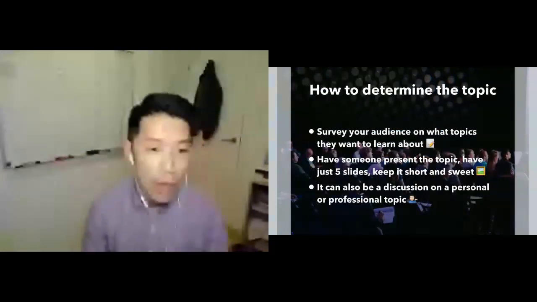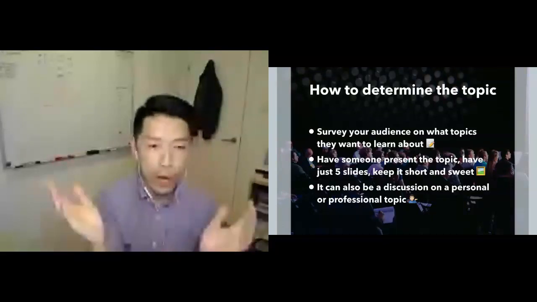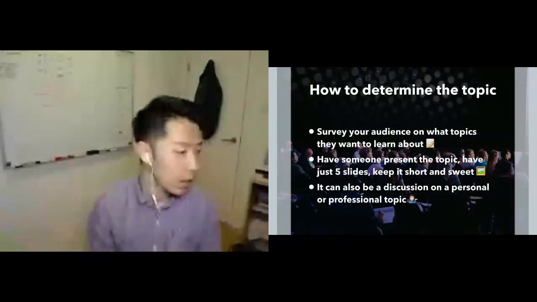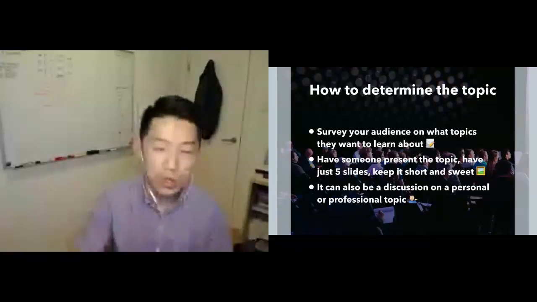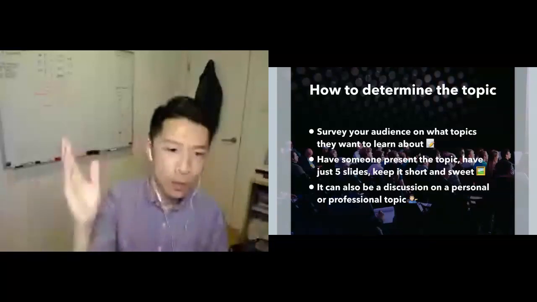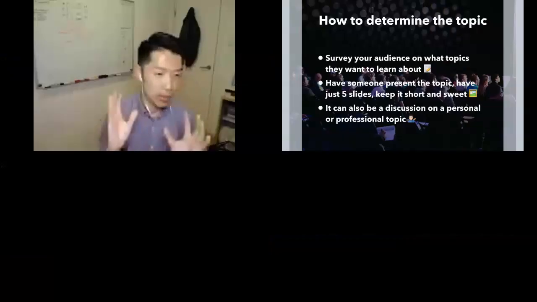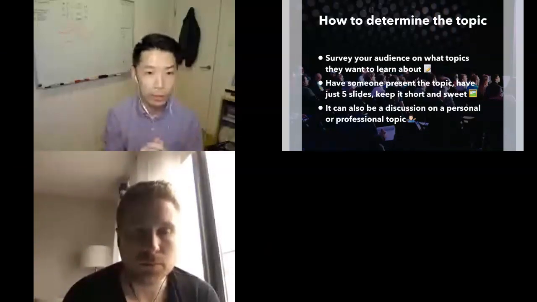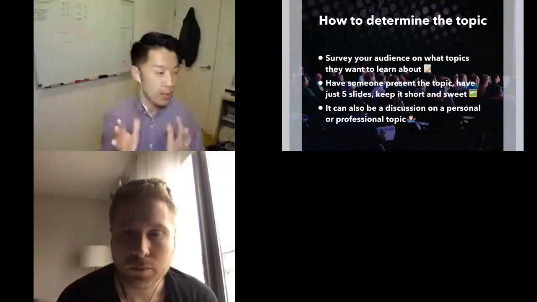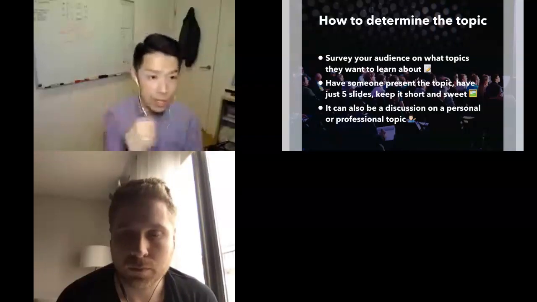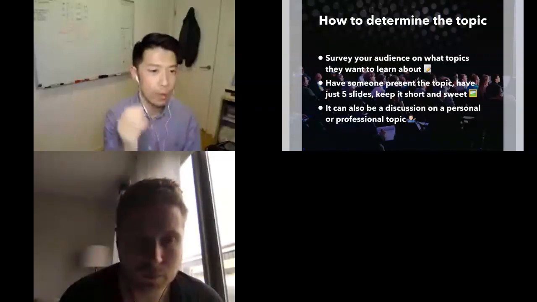So how do you determine a topic? That's going to be the next question, right? You told me how to do this, well, what topic should I pick? So you survey your audience on what topics they want to learn about. You just create a survey, send it out to everyone and say, tell me what topic you want to learn about. Work related or not, it doesn't really matter, as long as it's helpful and interesting, and something people are really interested in. It's key to get a topic where people are really, really interested.